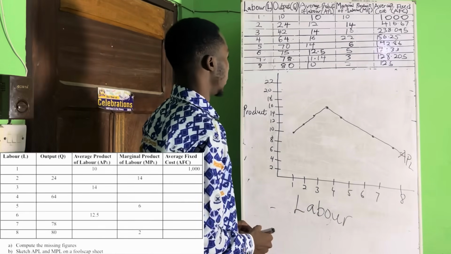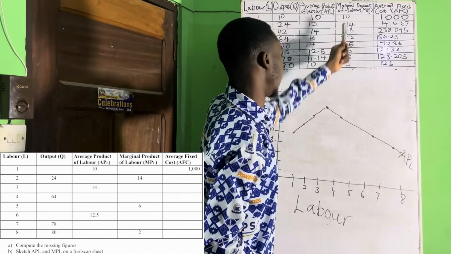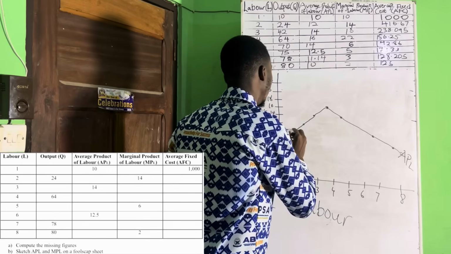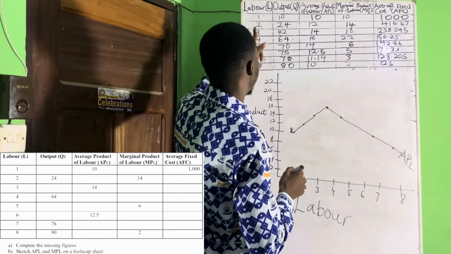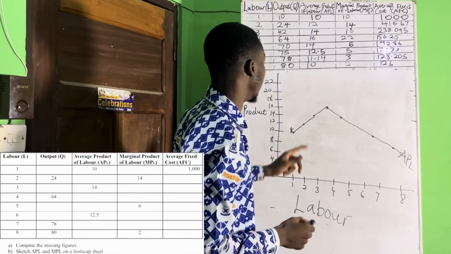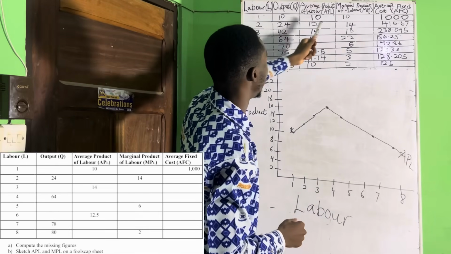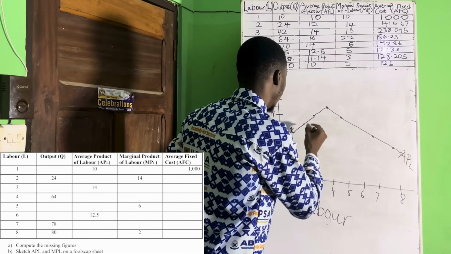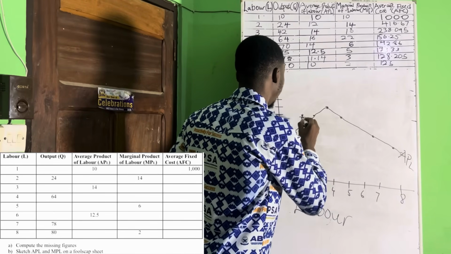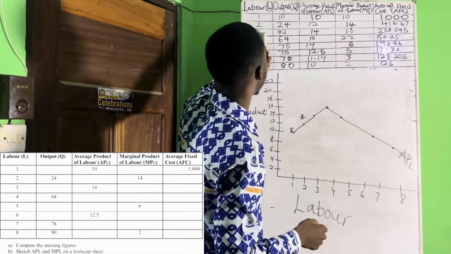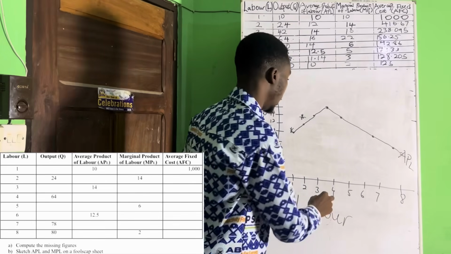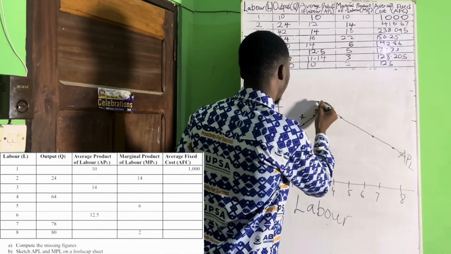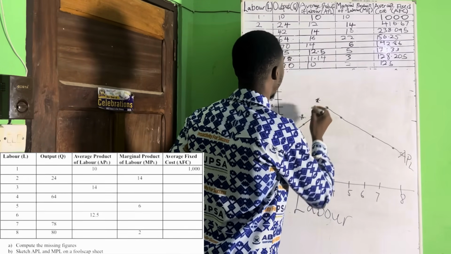So for marginal product of labor, for labor 1, we are getting 10 as well. So for that, I'm not going to use full stop again. Let's use asterisk so I don't get confused. So labor 1, marginal product of labor is 10. So that's our 10 here. Then labor 2, marginal product of labor is 14. So this labor 2, 14 is here. So you are getting it somewhere here. Then labor 3, marginal product of labor is 18. So you should be getting it somewhere here, right?